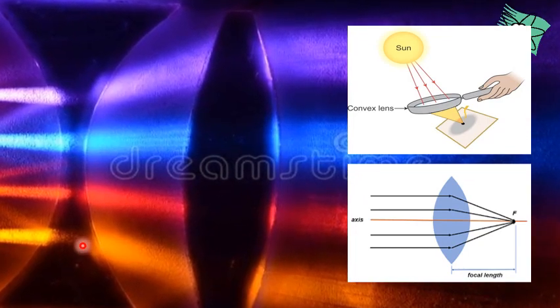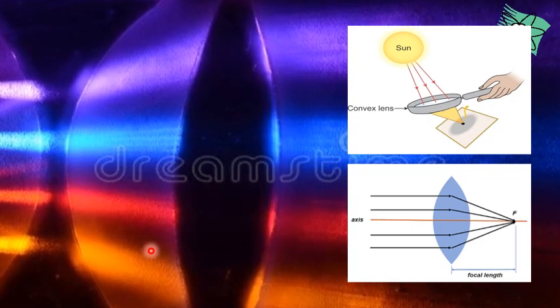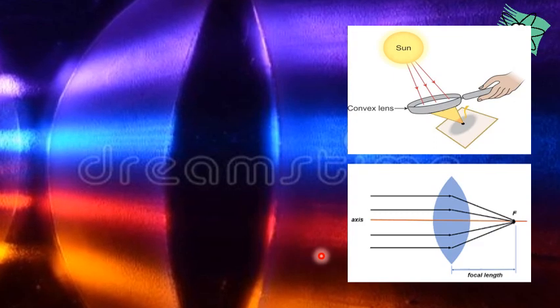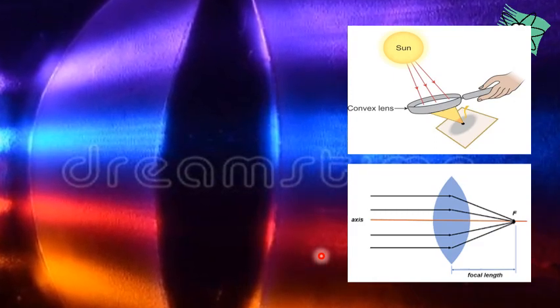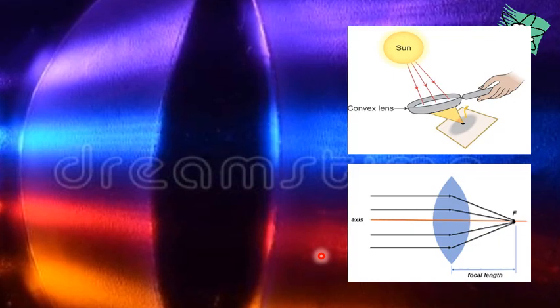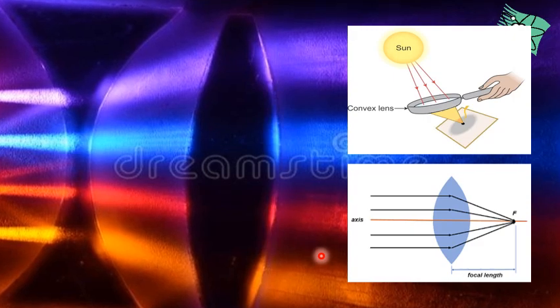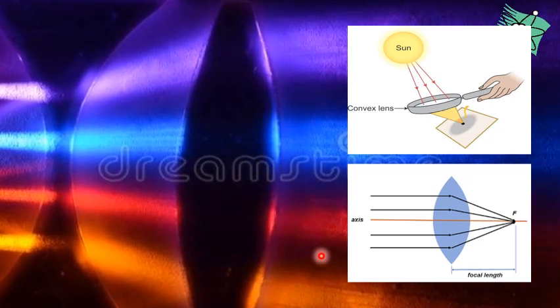Only a converging lens can focus the rays of a distant object such as the sun, whose incident rays are considered parallel to the principal axis. So when refracted, the rays converge towards the focal point, right? Something that a diverging lens cannot do.